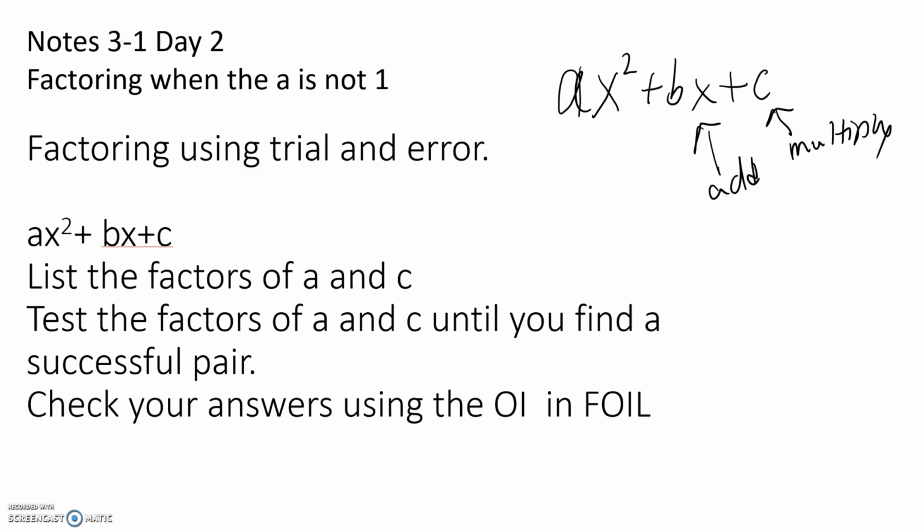When a is not 1, you're factoring using trial and error. There are other methods, but I will not teach them in this class. So if you know another method and you would like to use it, feel free to. Please don't try and teach it to someone else. It might just confuse them. So we are going to use just trial and error in this class, which means we're going to list the factors of a and c, test them until we find a successful pair, and we can always check it by doing the outside and the inside from the FOIL method.